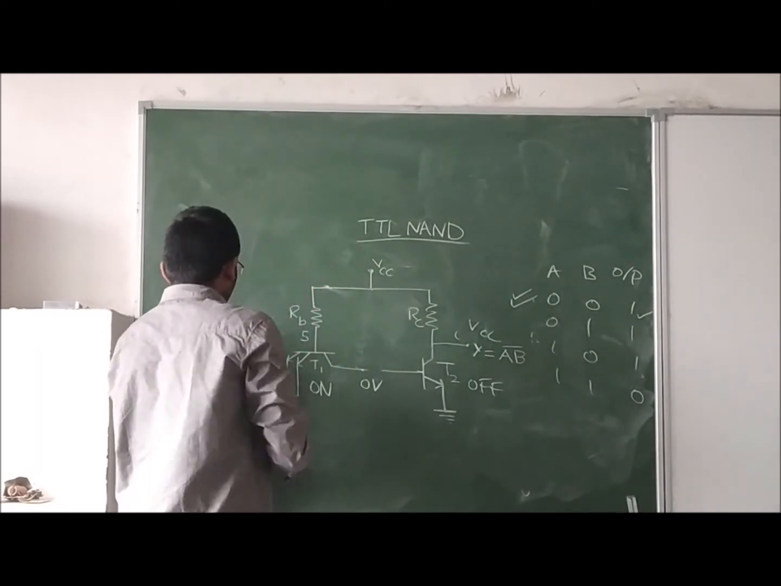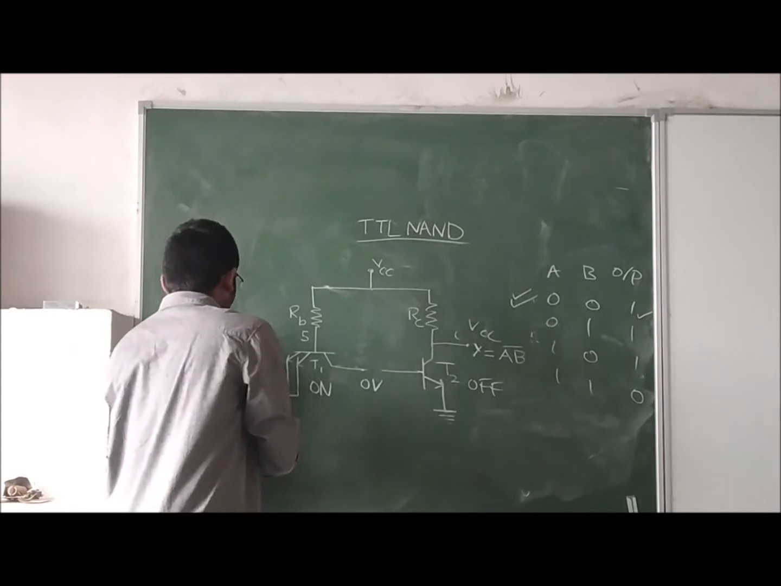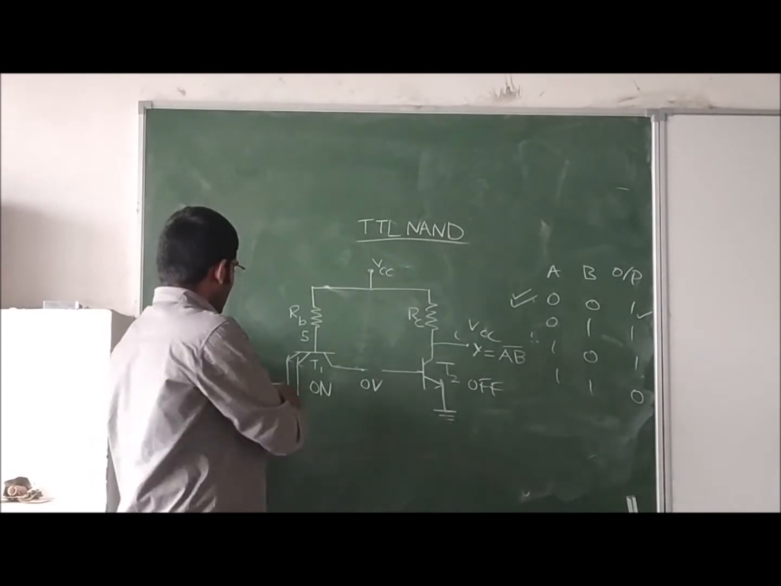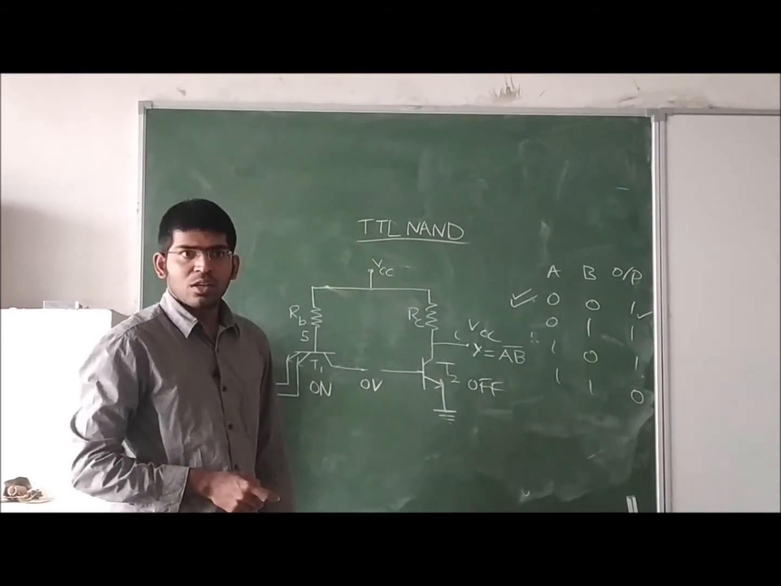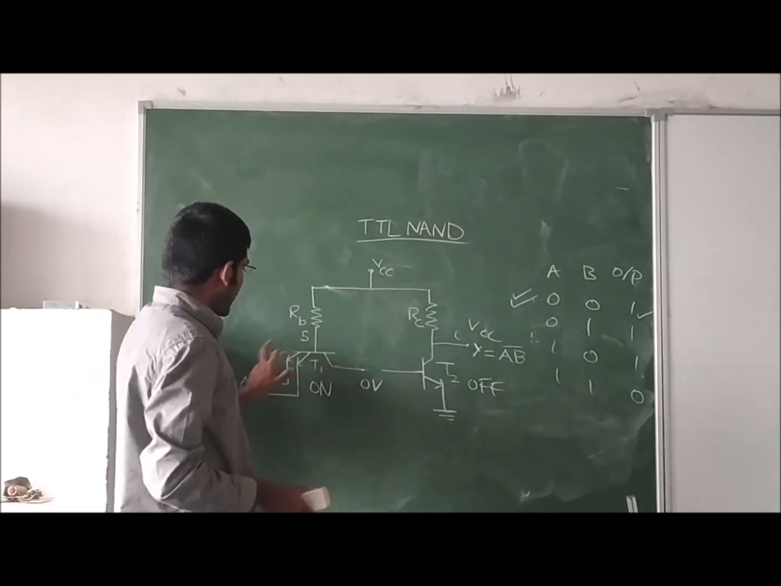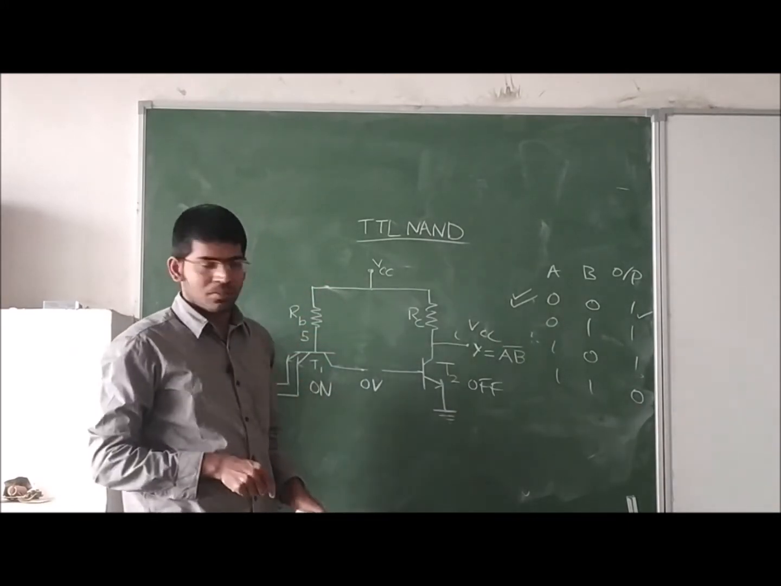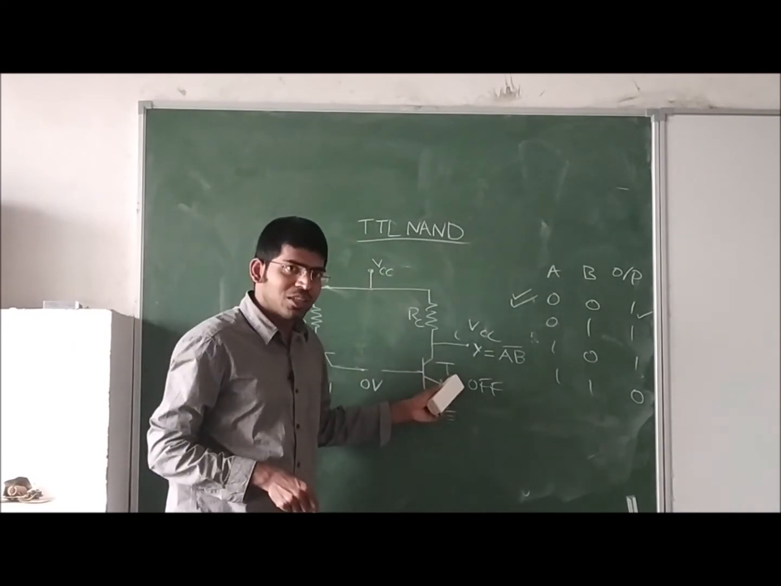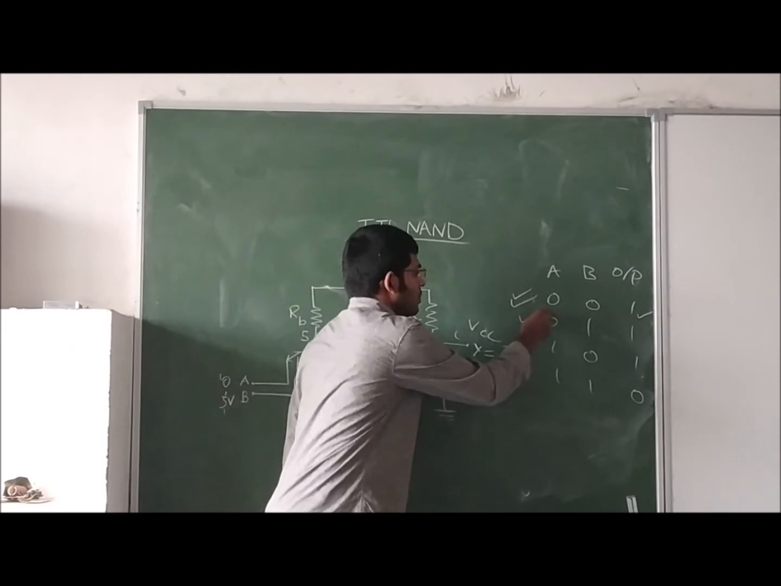Now, when we give 0 and 1, that means 0 and 5 volts. With respect to B, this transistor will not turn on. But with respect to A, it will turn on. So the transistor is in on condition. Again the output is high, and transistor T2 is in off condition. Very good.